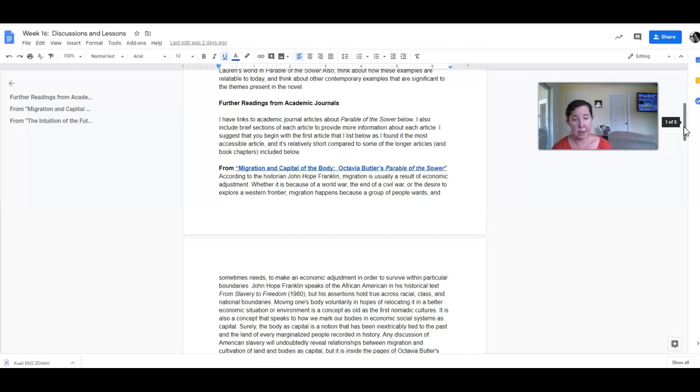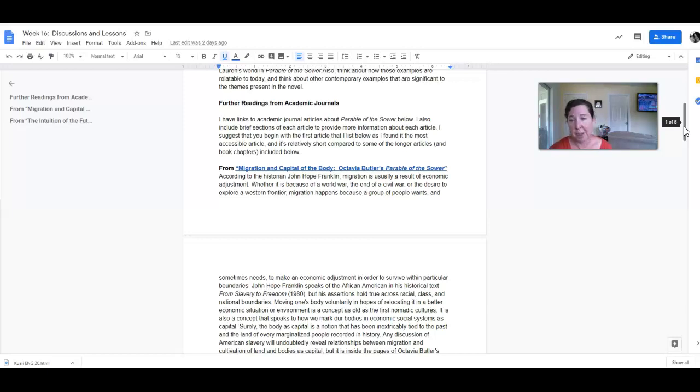The first article that I mentioned is Migration and Capital of the Body in Parable of the Sower. This article is solely about Parable of the Sower. I found it the most accessible out of the articles. It's relatively short. So if you don't read any of the other articles in their entirety, I suggest that this is the one that you do read. This is the one that you start with.